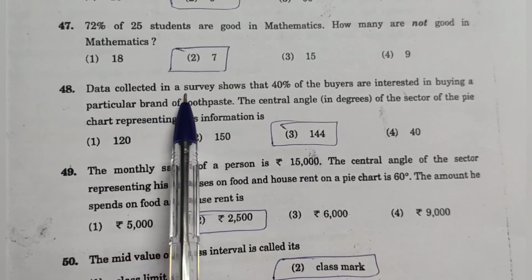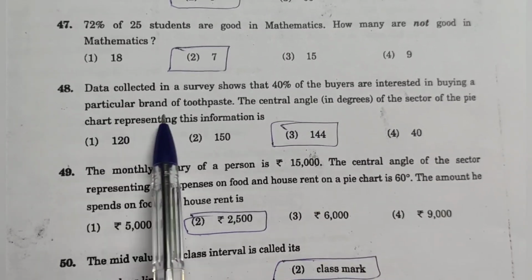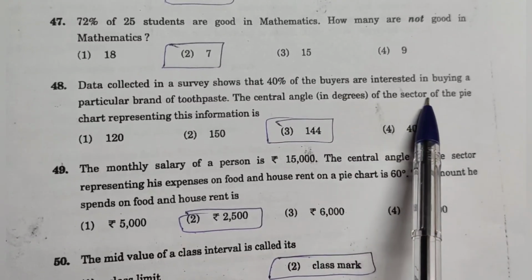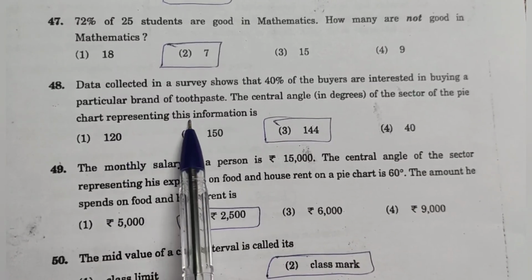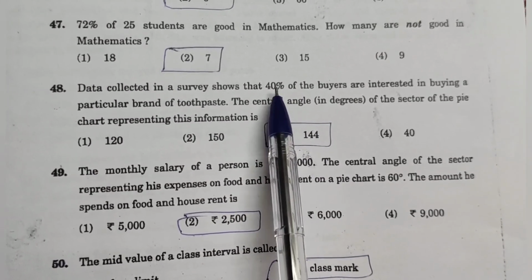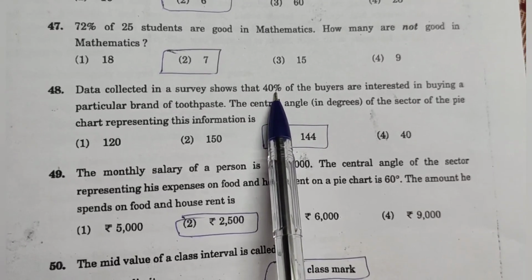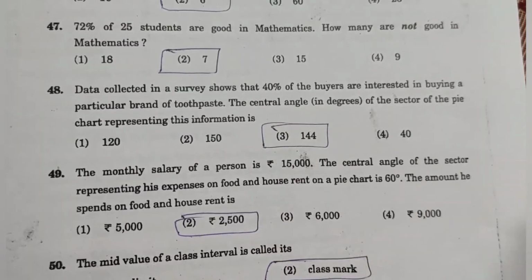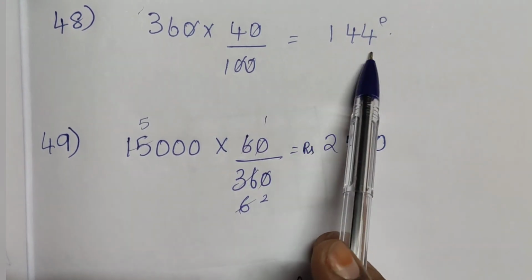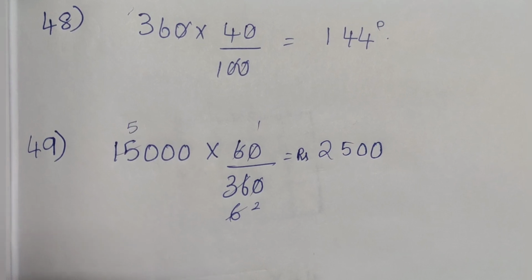48. Data collected in a survey shows that 40% of the buyers are interested in buying a particular brand of toothpaste. The central angle in degree of the sector of the pie chart representing this information is dash. 40%. What is the central angle of 40%? The total central angle is 360. So 40% of 360 is dash. 360 into 40%, we get 144 degree. So the central angle is 144 degree.